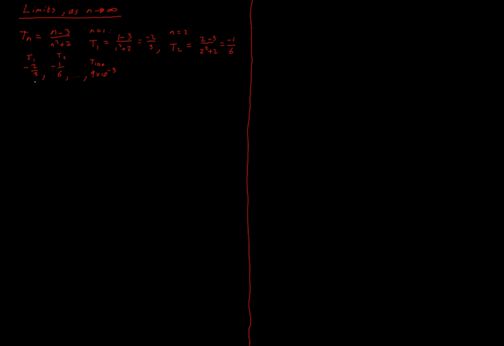We start at minus 2/3, then minus a sixth, and by T100, where n is equal to 100, we are at 9 by 10 to the minus 3, so 9 divided by 1,000. We can see that we're getting closer and closer to 0, and that is the key pattern that we need to recognize. So as n is getting bigger and bigger, our Tn is getting closer and closer to 0.